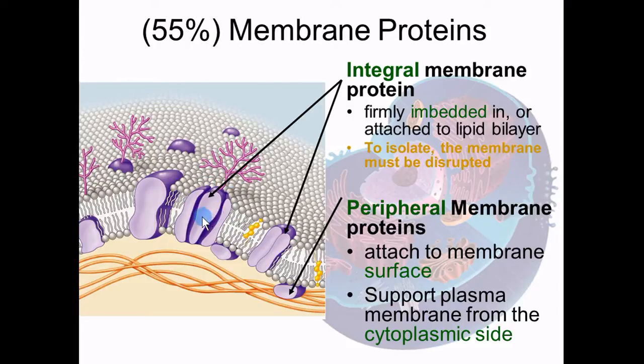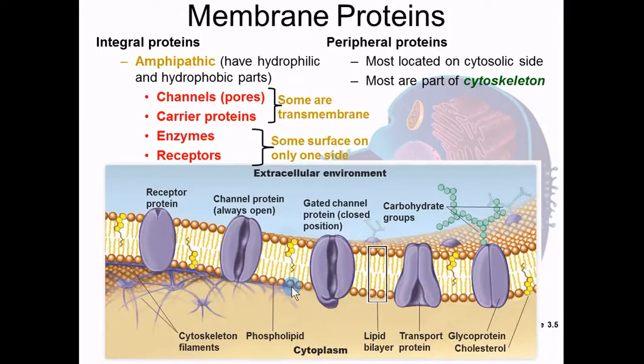Why this is so significant for future endeavors is that if you want to study these, you actually have to destroy the cell typically. You have to break the cell apart and pull them out. That's the only way to get them out of the cell. These peripheral proteins can actually be plucked off, they can be rearranged. So when a cell moves, it can rearrange these proteins to change its shape, which is kind of cool.